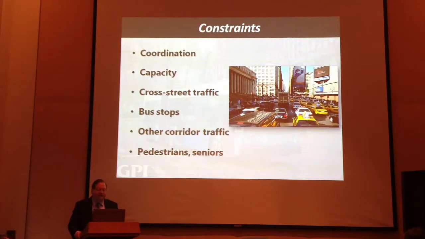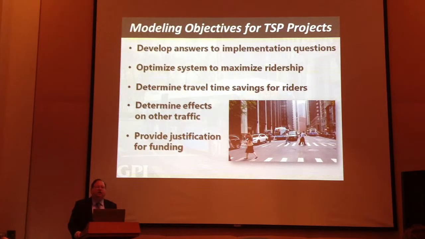Now, some of the other constraints I mentioned in my 30 seconds. You can't screw up coordination. You got to deal with the capacity. You have to deal with all the cross streets. The fact is that buses have this habit of stopping at stops to service passengers. So that's going to throw off whatever coordination we try to provide for them up front. And I mentioned the problem of pedestrians, and particularly seniors.